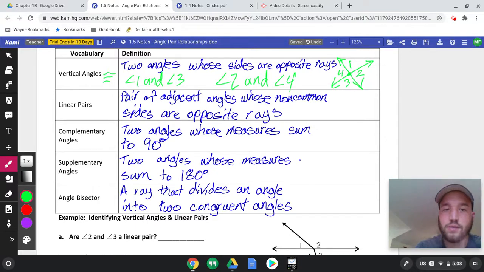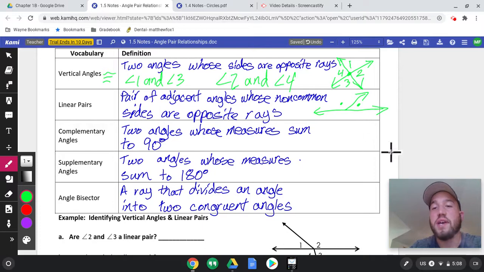Okay, now our next one, a linear pair. This is when we have a pair of adjacent angles, remember adjacent means beside each other, whose non-common sides are opposite rays. So one example of that would be right here. This angle and this angle would be a linear pair. They are opposite rays here, so if you look at that, hopefully you can figure out that looks like a straight angle that's now cut into two parts, so it's going to add up to 180.